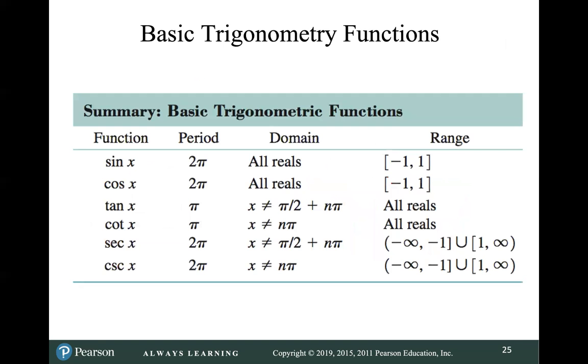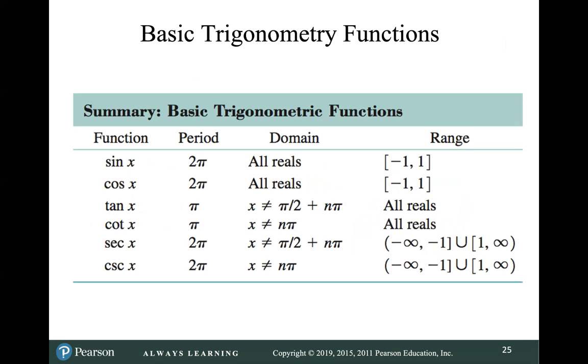So here we go. This is the slide that I told you. It has the periods for each function: sine, cosine, tangent, cotangent, secant, and cosecant. I put them in the same order that we looked at their graphs. We can also talk about their domains. Sine and cosine had no asymptotes, so their domain is all real numbers.